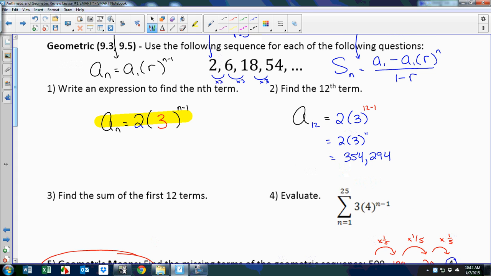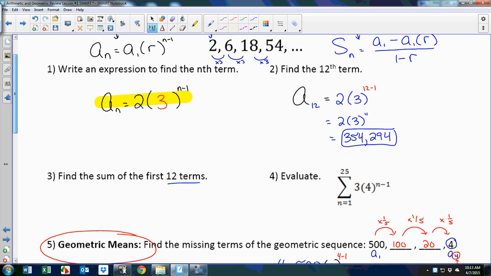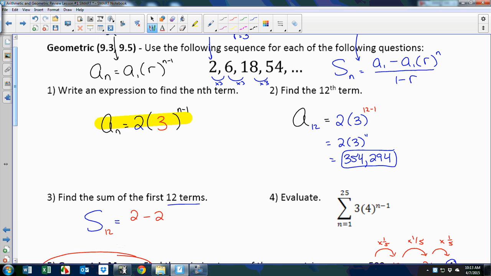Number 3. The sum formula helps shortcut adding up the 2 plus the 6 plus the 18 plus the 54, etc. If you're adding the first 12, you obviously could list out the remaining terms up to the 354,294 that we found and then just add them up. But again, this is just a video to help reinforce the formula. So let's use the formula. The sum of these 12 terms will equal the first term, 2, minus 2 times 3 raised to 12, divided by 1 minus 3.